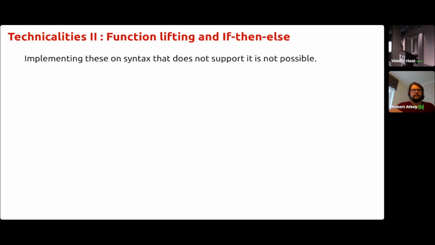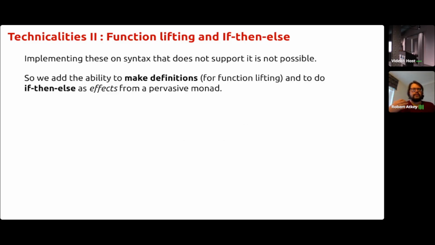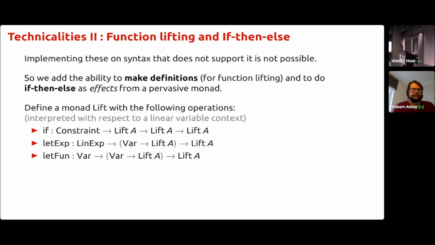So what we need to do is float these up to a context where it is possible. And so what we do is add the ability to make definitions for function lifting and to do if-then-else as effects that are used within the normalization by evaluation procedure. So we define a monad lift with the following operations. It's got an operation for ifs, an operation for lets, so the two different kinds that we need.